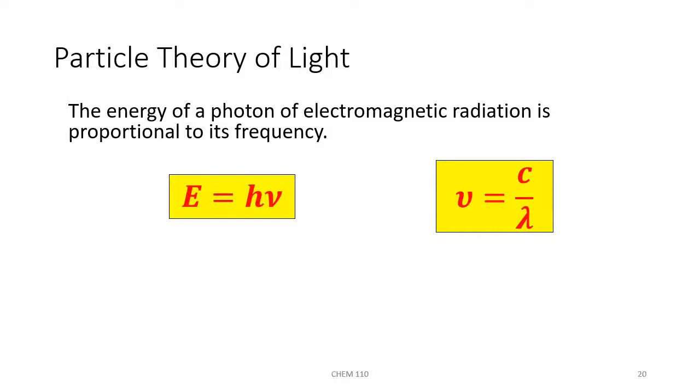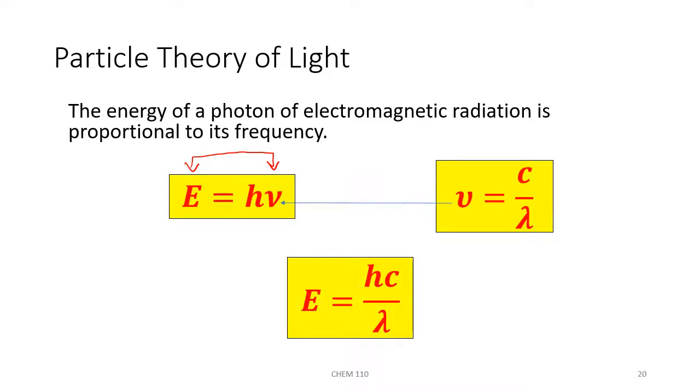The energy of a photon, or in other words, a tiny packet of energy, of electromagnetic radiation is directly proportional to its frequency. This comes from our formula E equals hν. If we also use our formula c equals λν and solve for the frequency, we can substitute that frequency into our energy equation. We could rewrite our energy equation as E equals hc over λ.